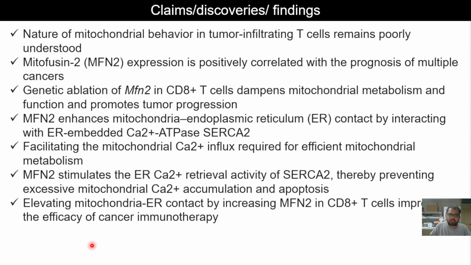So overall, I would like to conclude this paper, and they also concluded this paper because the nature of mitochondrial behavior in tumor infiltrating T cells was poorly understood. So they went with this study and they found that mitofusin 2 expression is positively correlated with the prognosis of multiple cancers. So they checked in the RCC and they also gave some references in which they have cited that the same thing is happening with the other cancers also. The genetic ablation of MFN2 in CD8 T cells dampens mitochondrial metabolism and function and promotes tumor progression, which they have shown in the mice, in the B16 model, and the other model also.